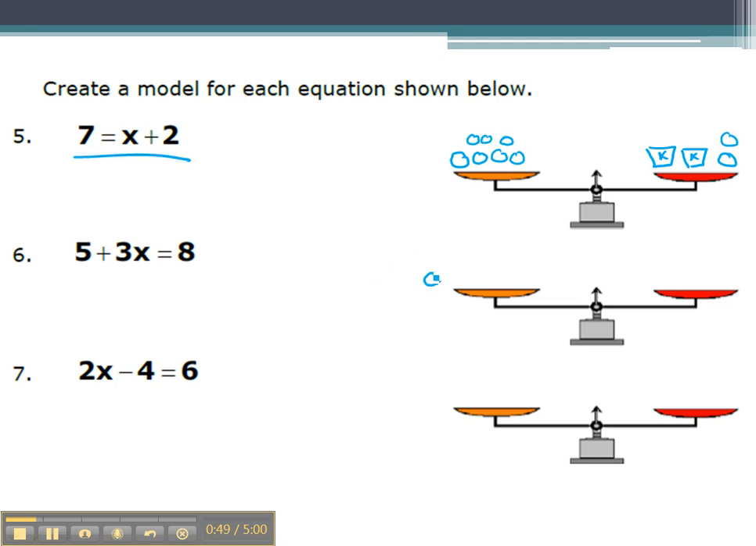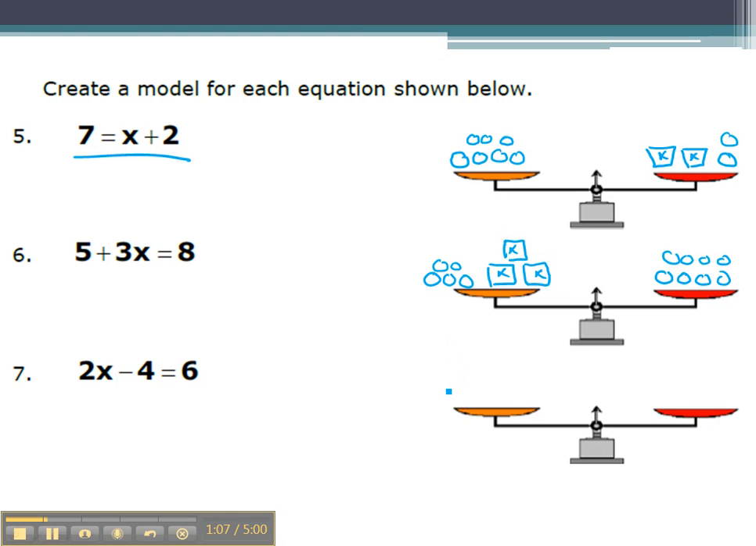Number 6, we have 5 plus 3x equals 8. The 5 can be represented by 5 chips. And then 3x, we just need 3 x's. I'll just put them inside boxes this time. So I have 5 plus 3x, and on the other side of the scale we have 8, so 8 chips.